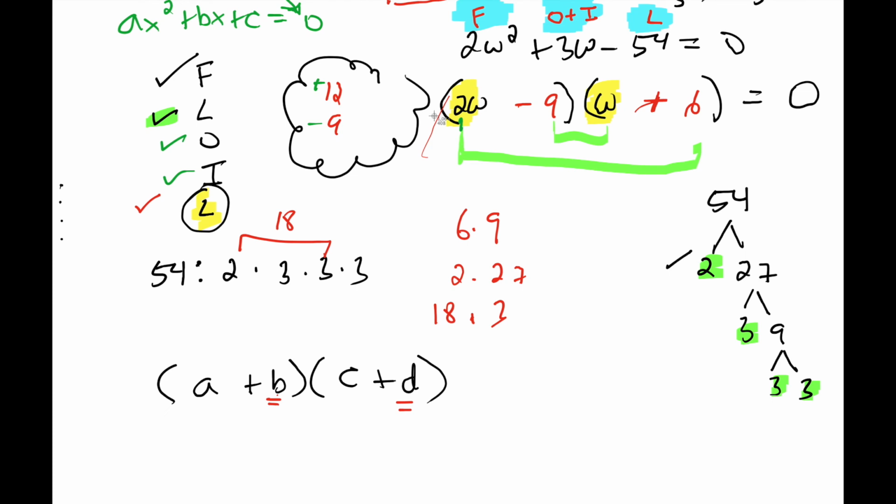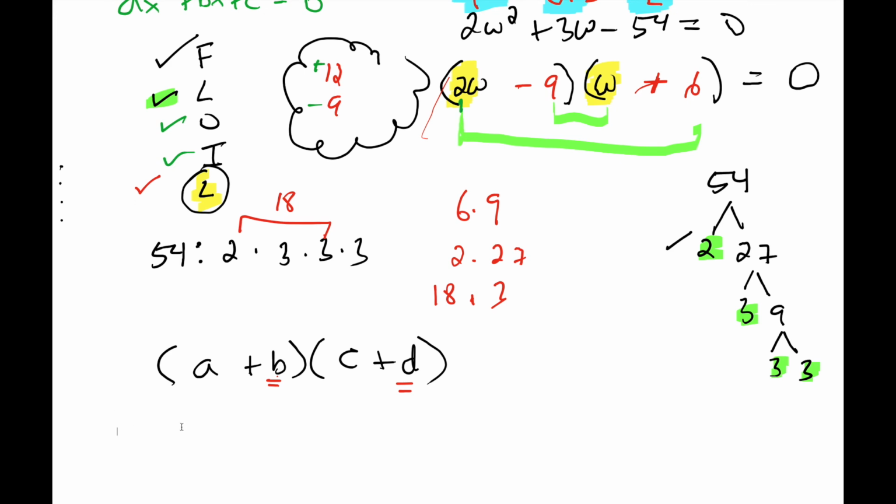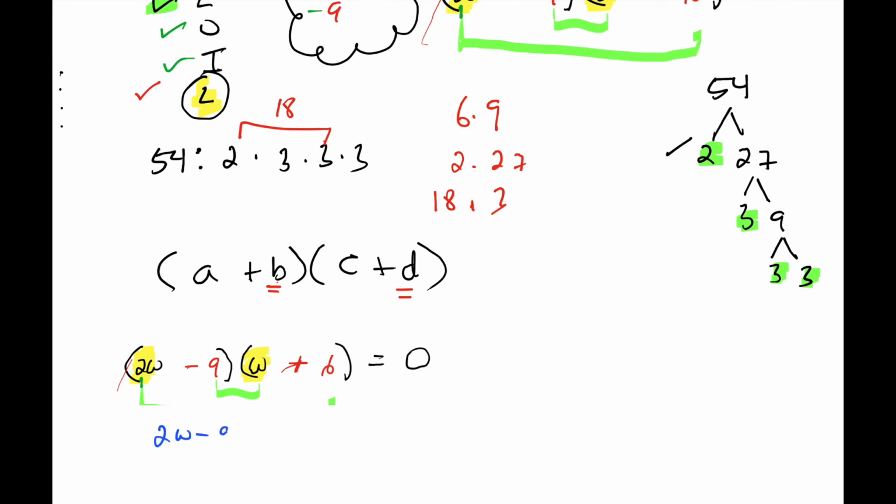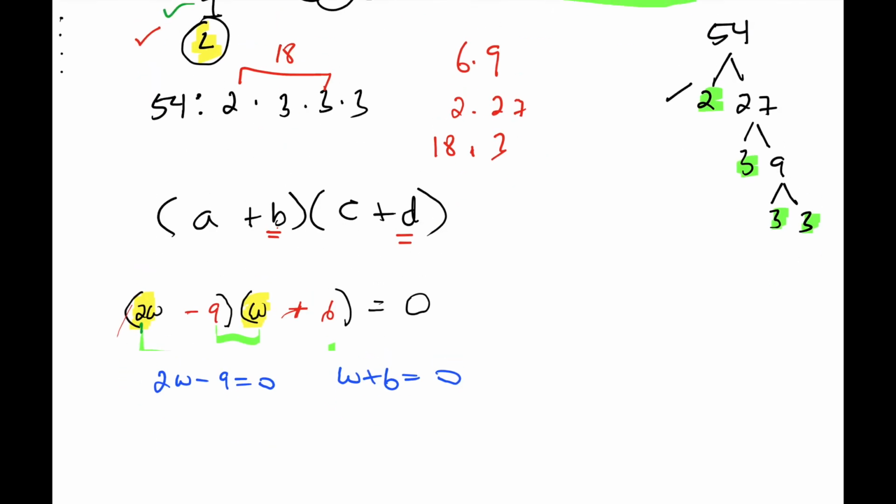So now what you want to do is solve it. And you might already know how to do that. How do you solve this? Correct. Equal them both to 0. All right, so we have 2w minus 9 equals 0. And then we have w plus 6 equals 0. And then just solve. So plus 9, minus 6, minus 6. So w is equal to 9 over 2, which is equal to 4.5.